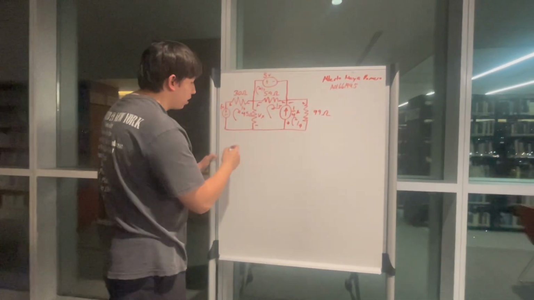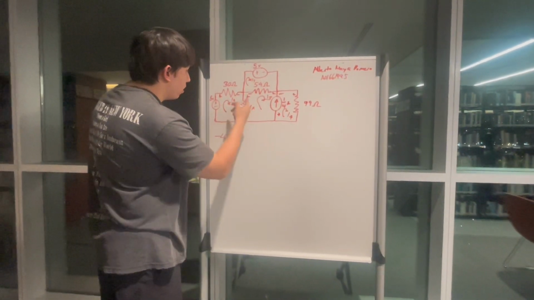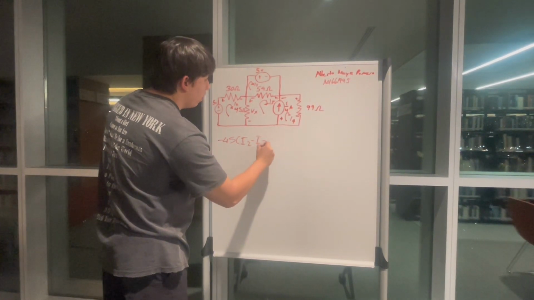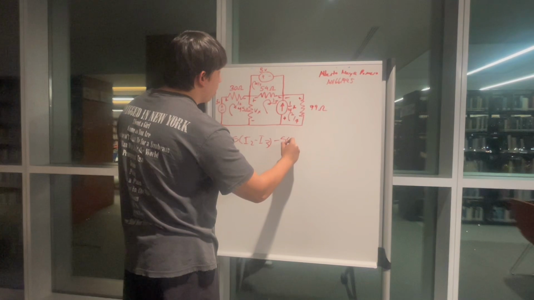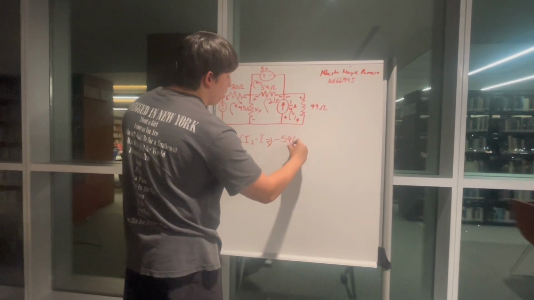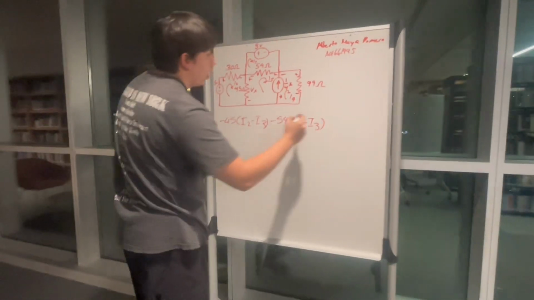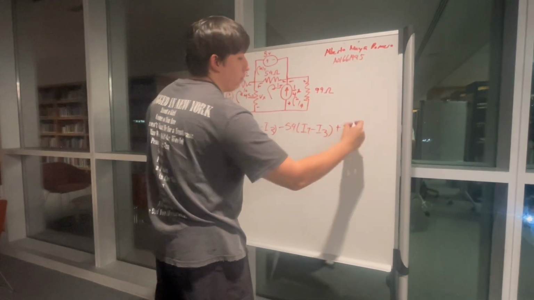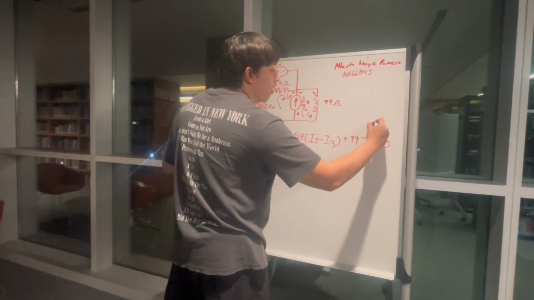We're going to start at this point. Minus 45 times the one entering the positive, which is I2 minus I3, then minus 54, the one entering is I1, minus I3, and this one plus 99 times I4. This is equal to 0. This is going to be our first equation.